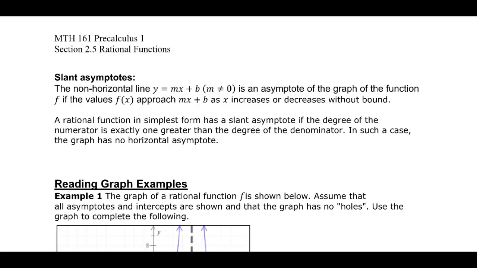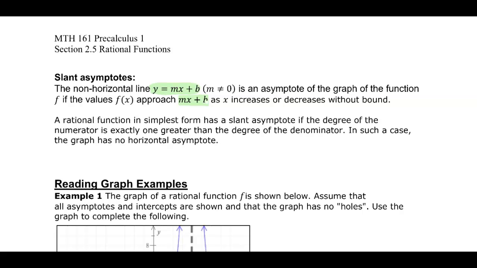Let's talk about the slant asymptotes in this video. It's the non-horizontal line, y equals mx plus b. So we will be graphing some linear functions. It's an asymptote of the graph of the function if f of x approaches this mx plus b, this line, as x increases or decreases without bound.